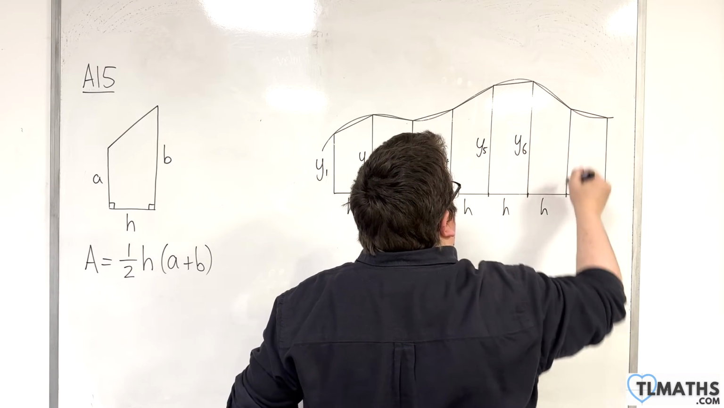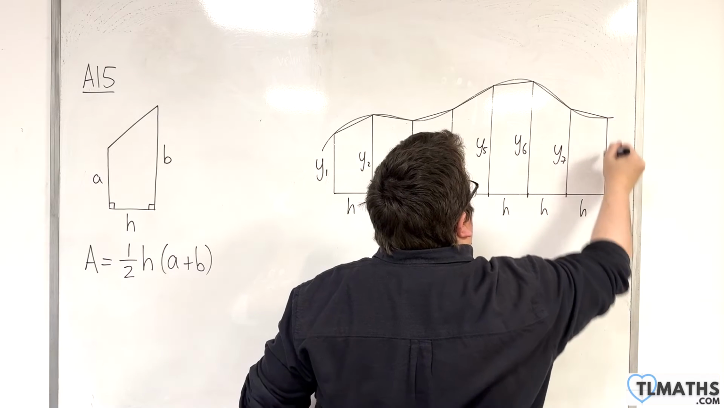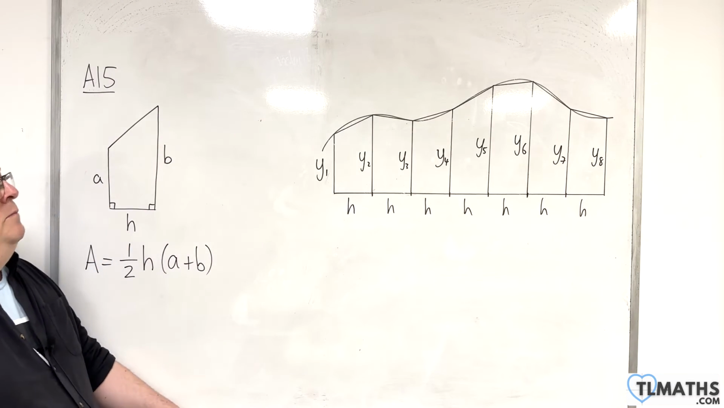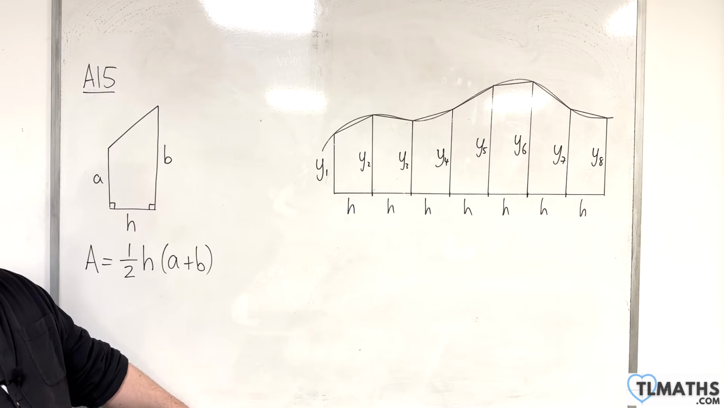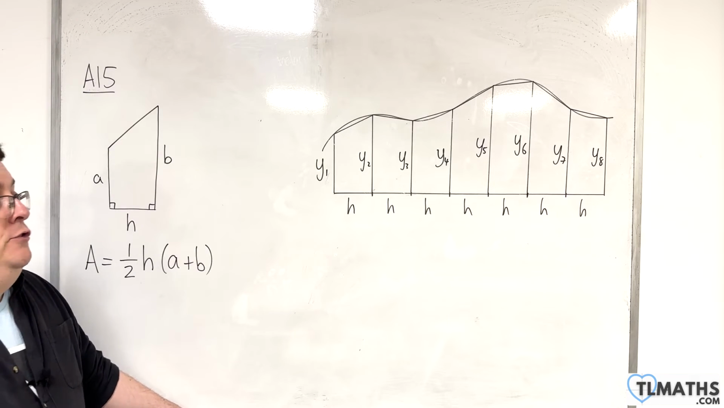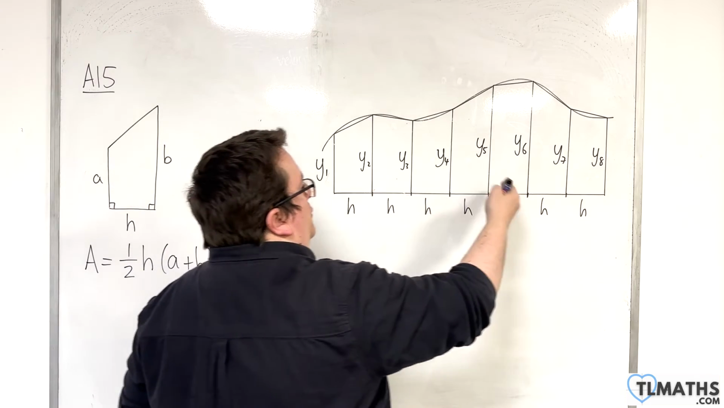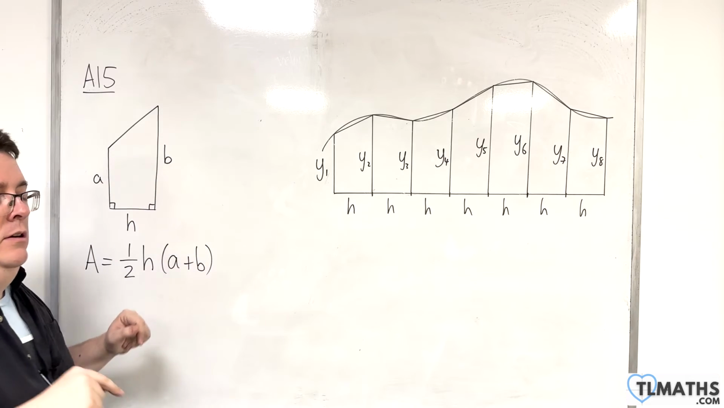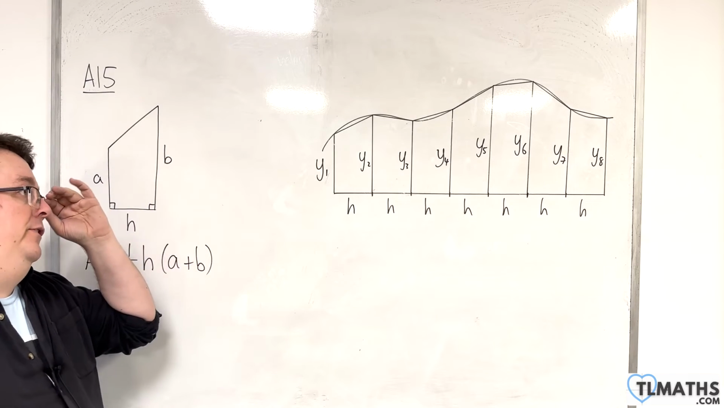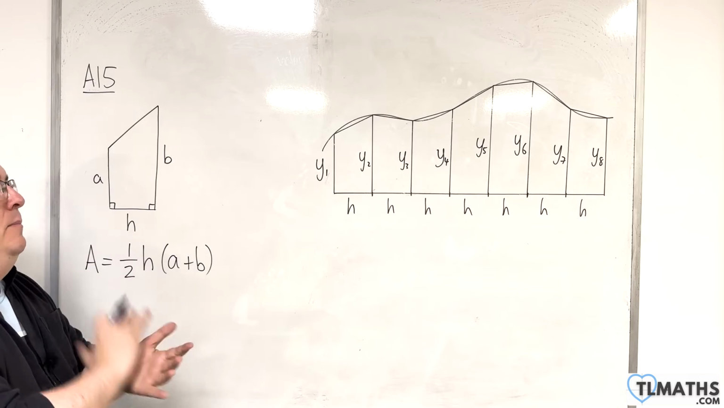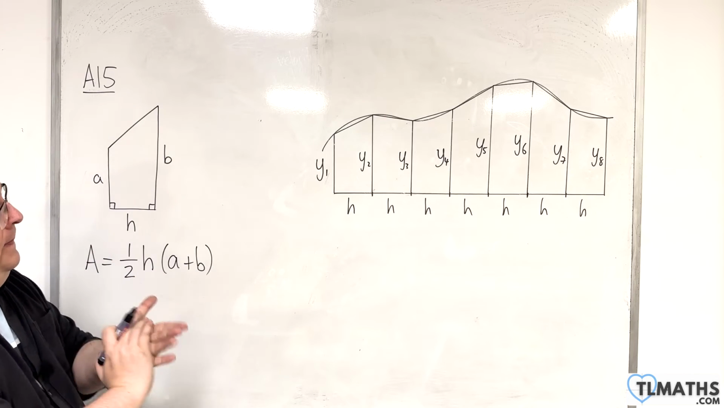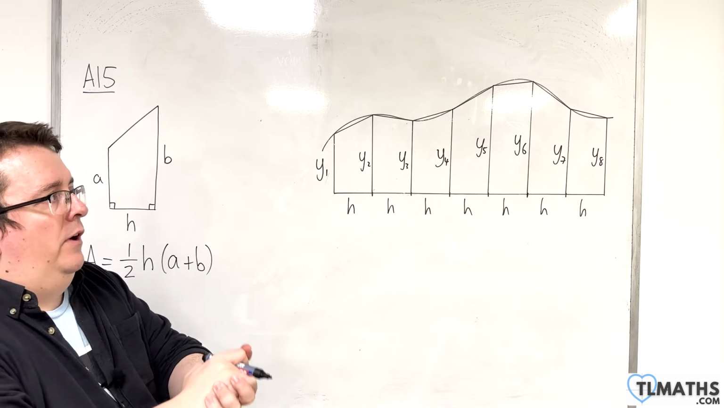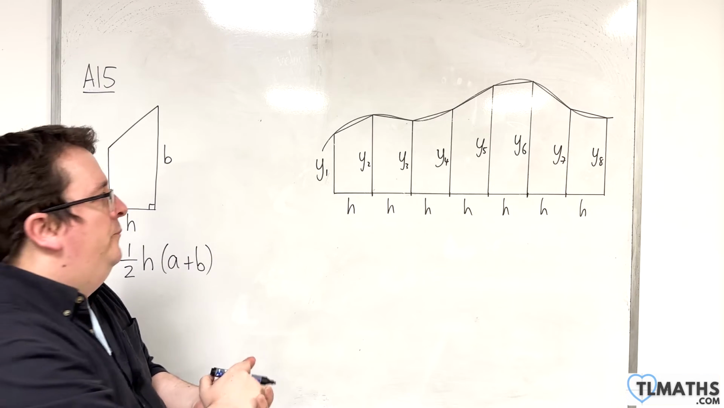So I don't have to measure each of these. That's y7, and that one's y8. Okay? So I have 8 y's, 7 strips. 1, 2, 3, 4, 5, 6, 7. So there's 7 strips, but there are 8 ordinates, as they're referred to. Okay? But we don't need to worry about the terminology here. So, each of those areas I need to work out, and then I add them all up.